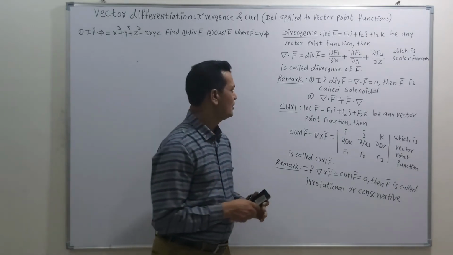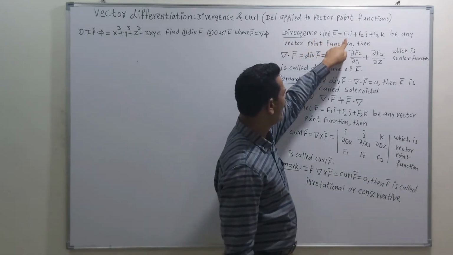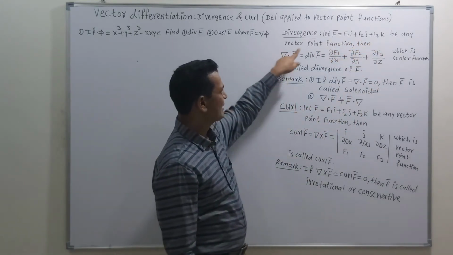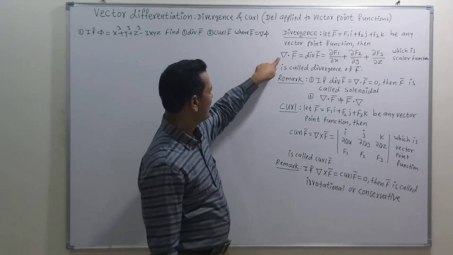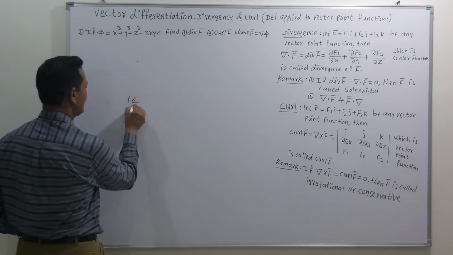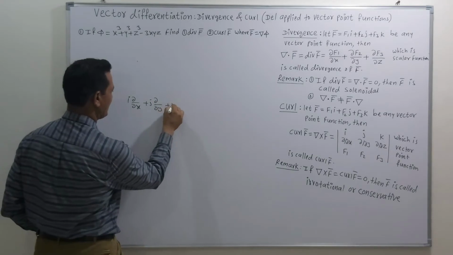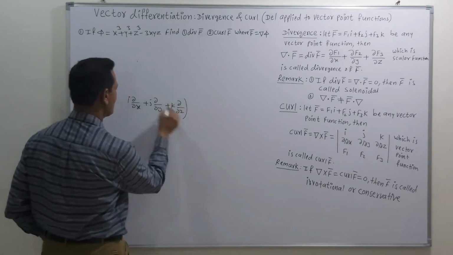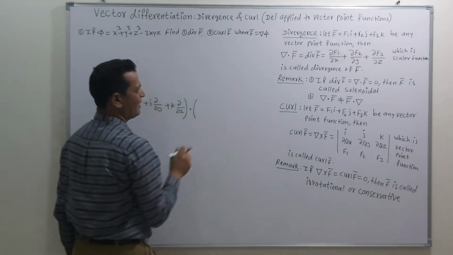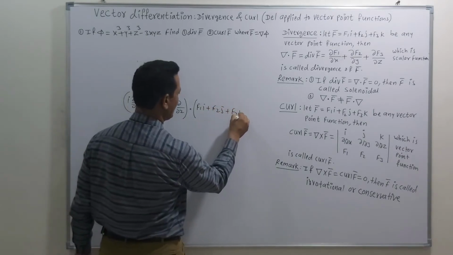a vector point function. The definition of divergence is: let f bar equal f1 i plus f2 j plus f3 k be any vector point function, then del dot f bar. We know the definition of del: i times the partial derivative with respect to x, plus j times the partial derivative with respect to y, plus k times the partial derivative with respect to z. Its dot product is with the vector f, which is f1 i plus f2 j plus f3 k.